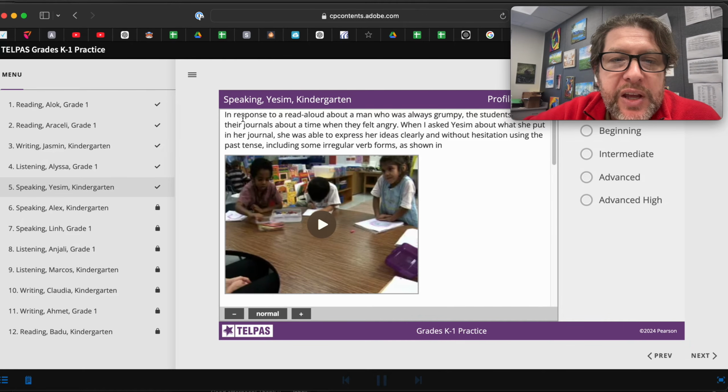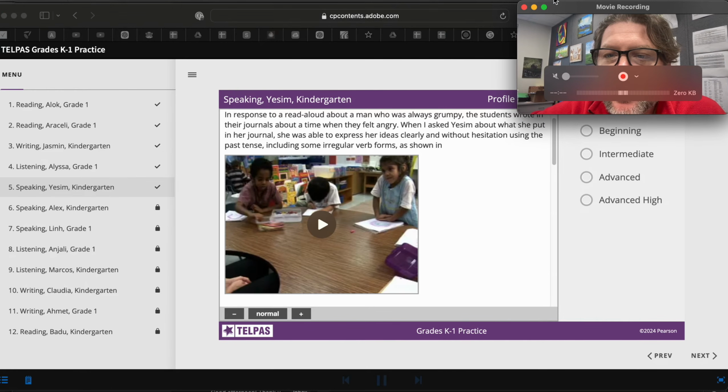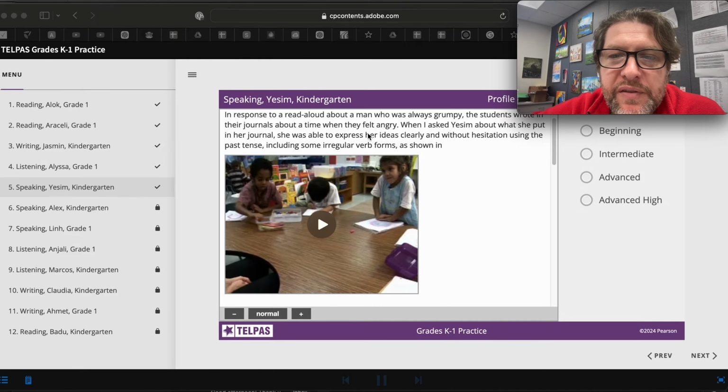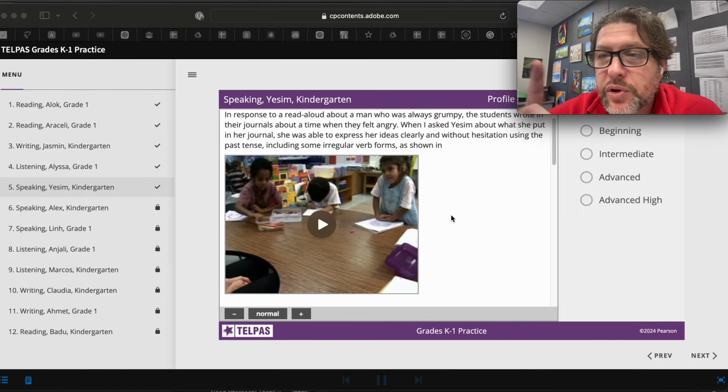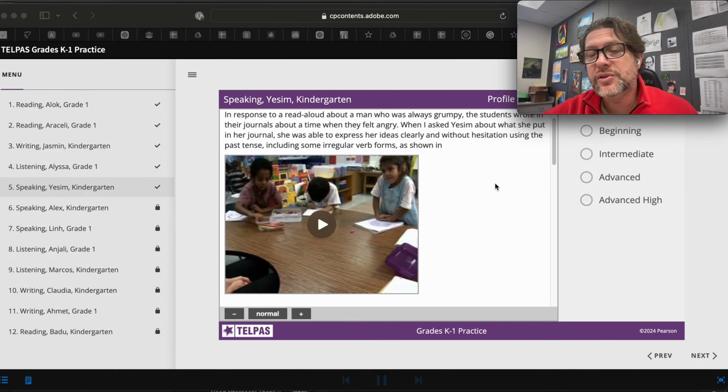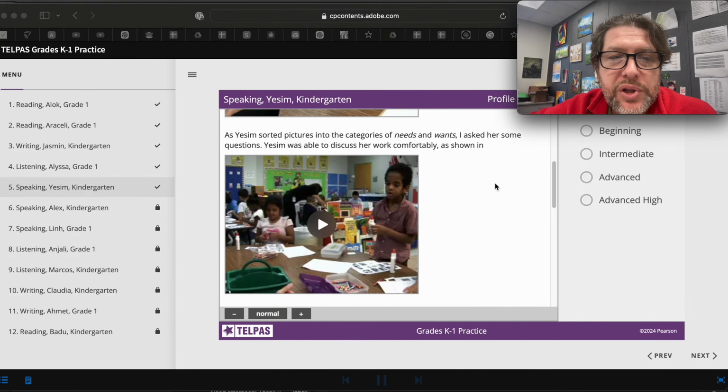Kindergarten. In response to a read aloud about a man who was always grumpy, the students wrote in their journals about a time when they felt angry. When I asked Yasmin about what she put in her journal, she was able to express her ideas clearly. Key word there: express your ideas clearly without hesitation. So not a lot of processing time. Using the past tense, some irregular verb forms. So they're using more complex language structures. Let's keep reading before we listen to anything.